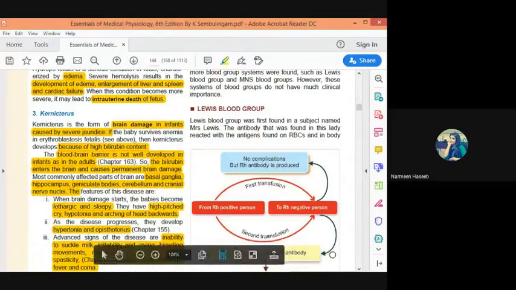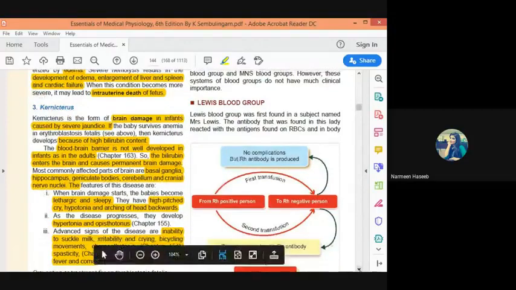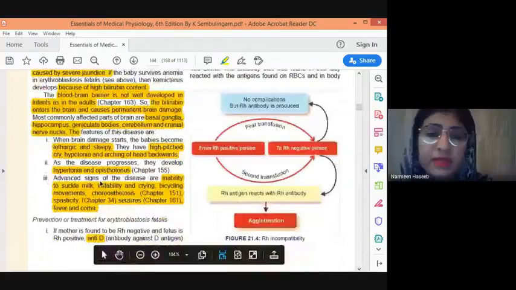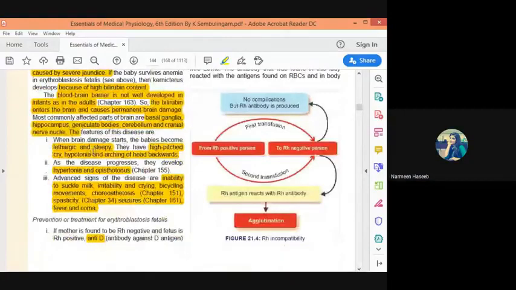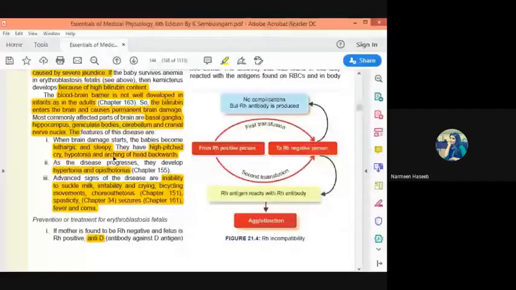And when they are damaged, the features they show are these: when brain damage starts, the baby can become lethargic and sleepy. Lethargic is lazy, having a hypotonic body, and sleepy. High pitched cry, hypotonia, and arcing of the head backwards. As the disease progresses, they develop hypertonia and opisthotonus. These are movement-based terms. You just need to learn them for right now.